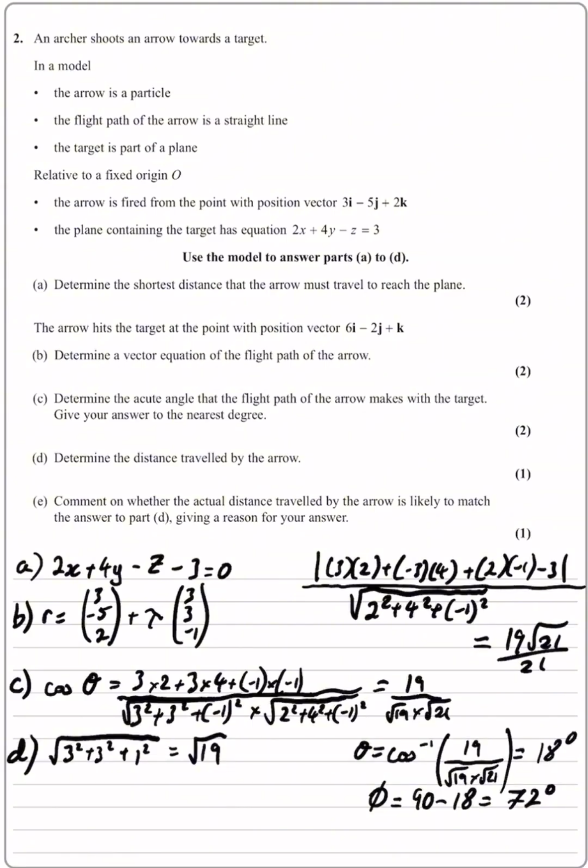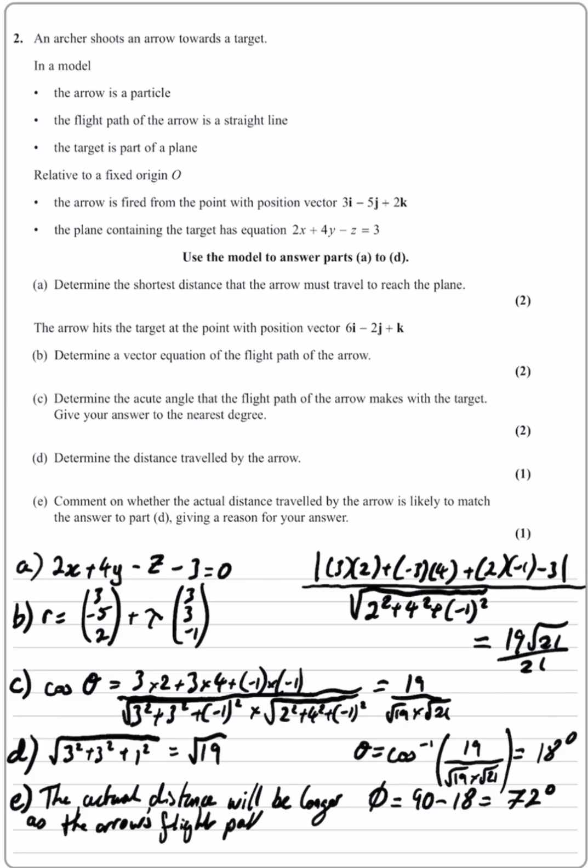For part E, the flight path is not going to be a straight line because there are things like gravity and air resistance, and all the other factors that feed into projectile motion in the real world, which this model ignores. So it is likely that the actual distance will be slightly longer. Perhaps the flight path will be slightly parabolic, or at least close to a parabola, and so the actual distance of the flight will be greater than the one we've calculated here.